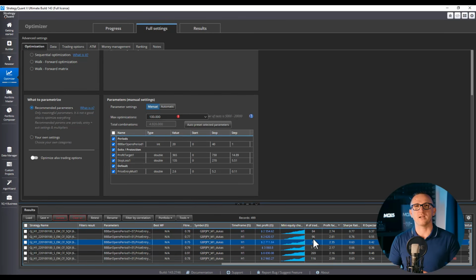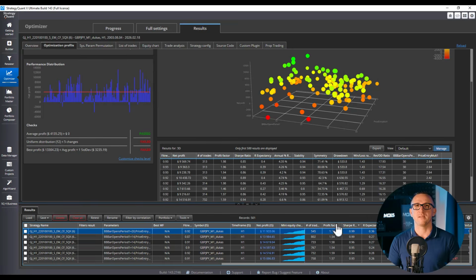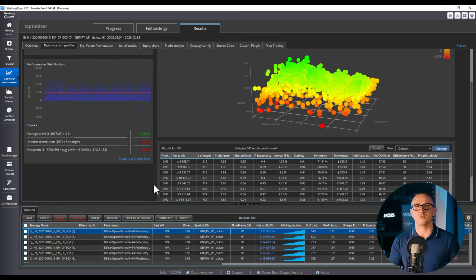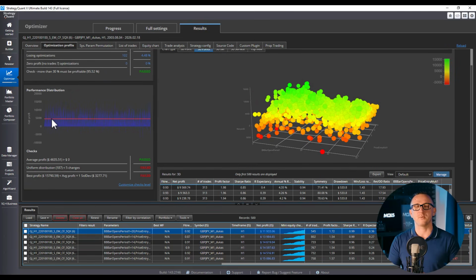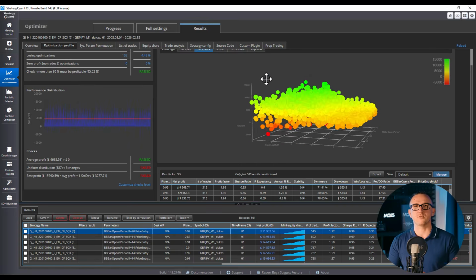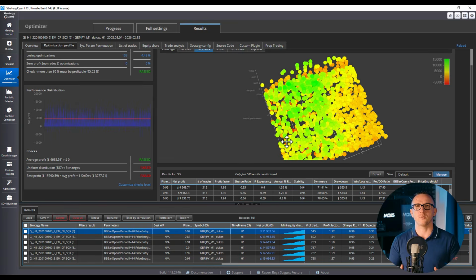The idea behind optimization profile is very simple, but very powerful. Instead of focusing on the single best result, you analyze all optimization runs together and evaluate the overall behavior of the strategy. Think of it like evaluating a company. You would not judge a business based on its single best month in history. You would look at consistent performance over time.